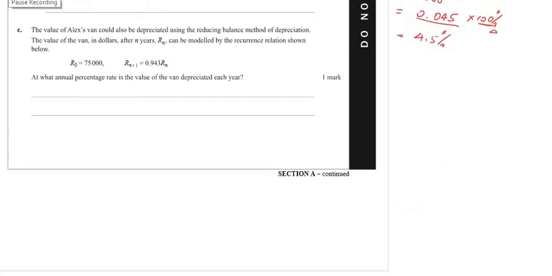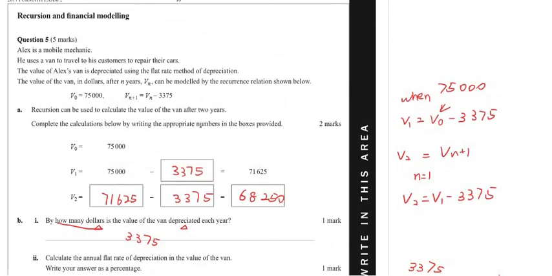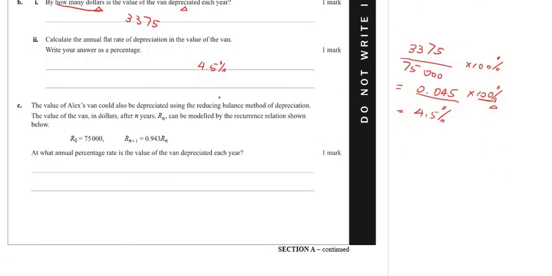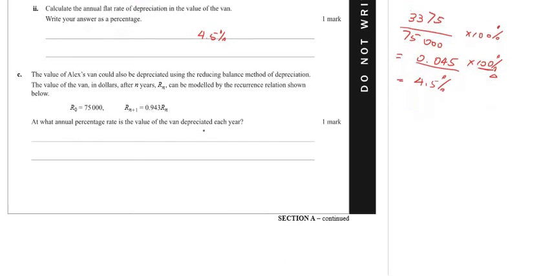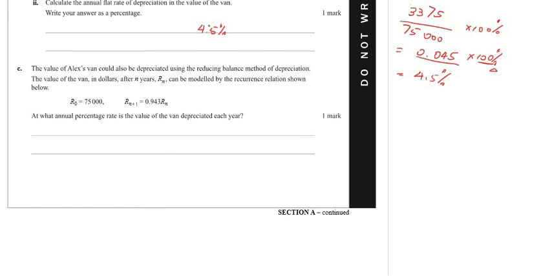Now the part C. So the value of the LX1 could also be depreciated using the reducing balance method. So the previous method that we've been using is called the flat rate method of depreciation. And now we have the reducing balance method. So we have flat rate and reducing balance.